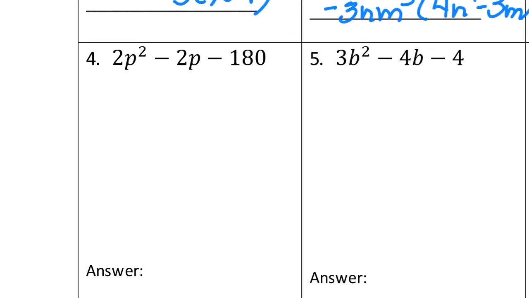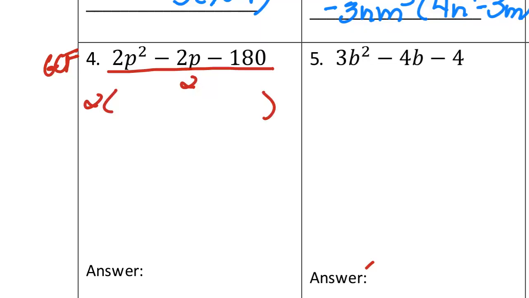All right, so how would you approach this problem? Walk me through it. What would you do and say to yourself first? GCF. Do you have one? Check your numbers. They're all even. And anytime you see a large number, you need to be thinking, there might be a GCF there. 180 is pretty big. We don't have a P at the end, so 2 is the greatest common factor.